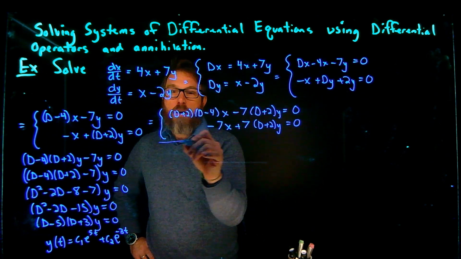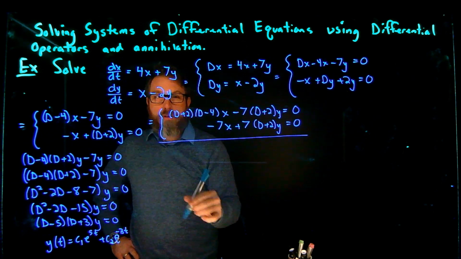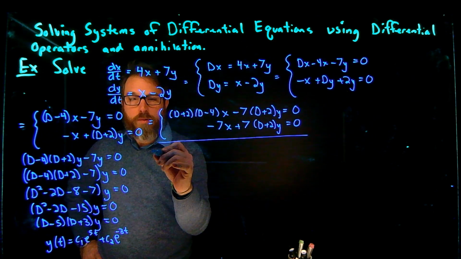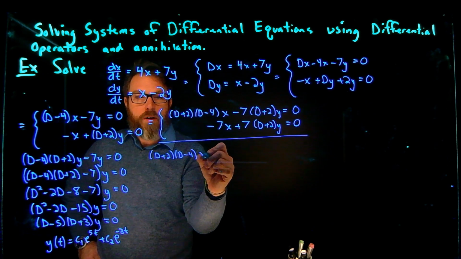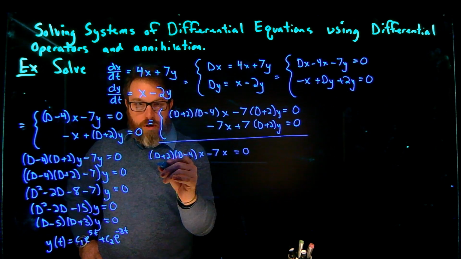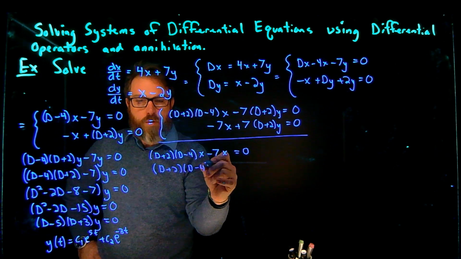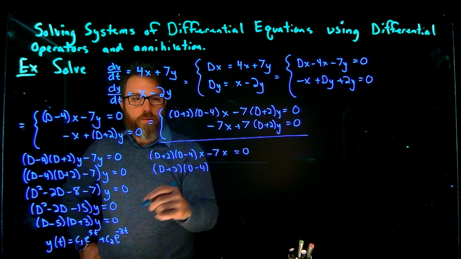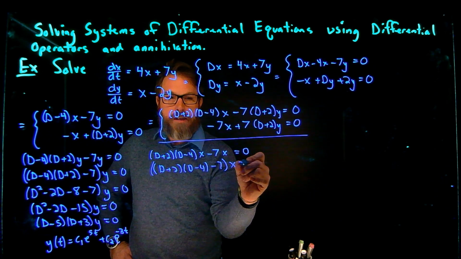Now when I add these things, we can see that the y's will now cancel. So over here we're going to have d plus 2, d minus 4 on x minus 7 on x equals 0. So similarly, d plus 2, d minus 4, boy, is it the same? Sure is. Minus 7 on x is equal to 0.